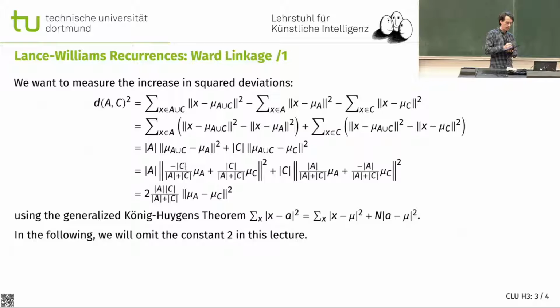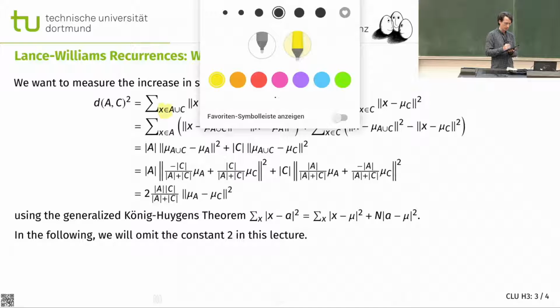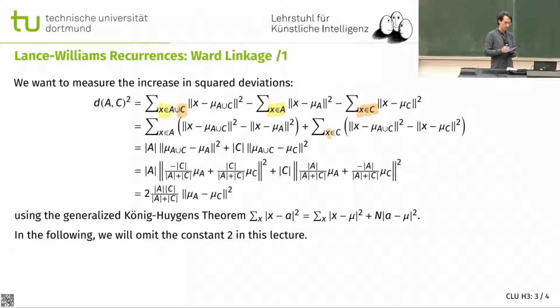This sum iterates over all points in A and all points in B. So I split it. I can iterate over A, and then I iterate over B and add them. That means I can put these into one equation. And I can put the others into a second equation. That's this one here. Now, for every point in A, I have the distance to the common mean minus the distance to the previous mean. And for every point in B, in C, I have the distance to the previous mean minus the distance to the current mean, the squared distance.